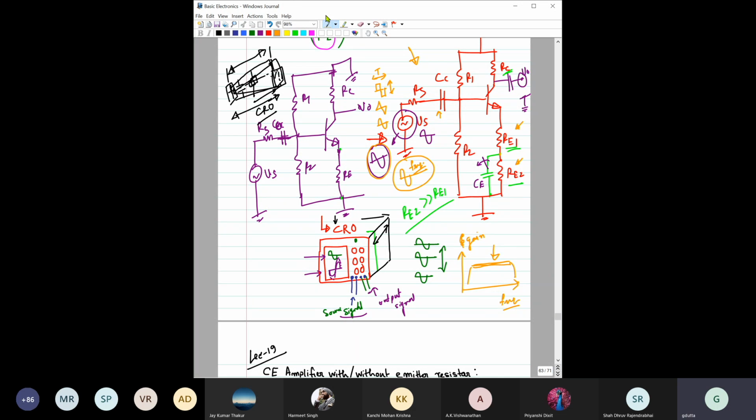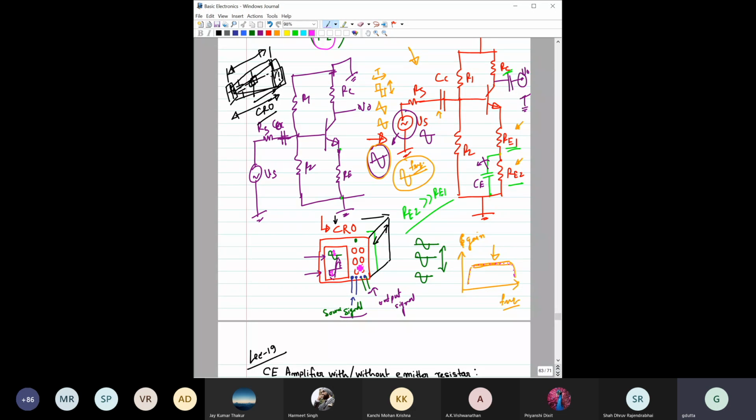Now one question might arise in your mind: how are we finding the gain here? You can obviously measure this amplitude and measure this amplitude, and this ratio is basically the gain. In your laboratory you change the frequency of the signal, you get different points, and that is how you plot it.